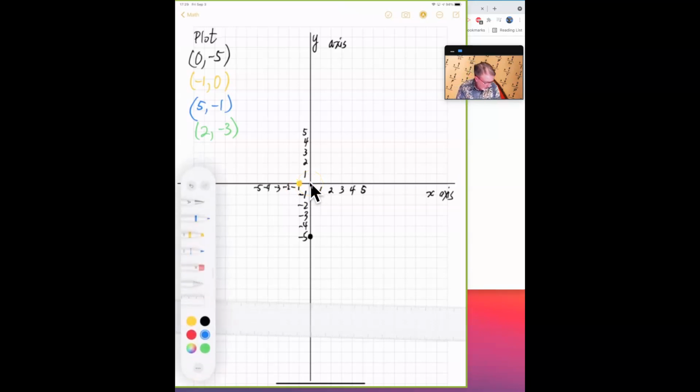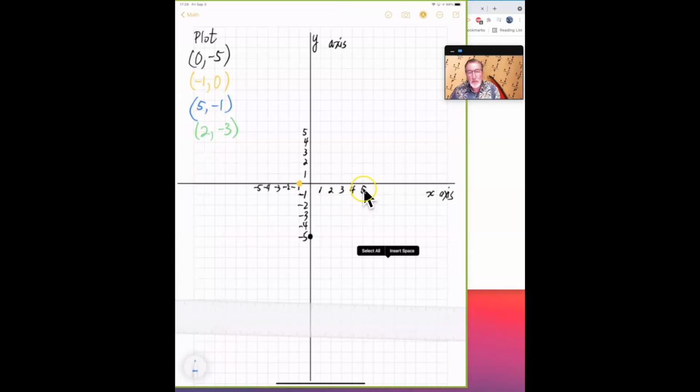And our third point we're going to do in blue. And we've got a 5 on the x-axis, so we're way out here on the end. And on the y we have a -1, so we're going to drop down 1 square to -1. So just below that 5.